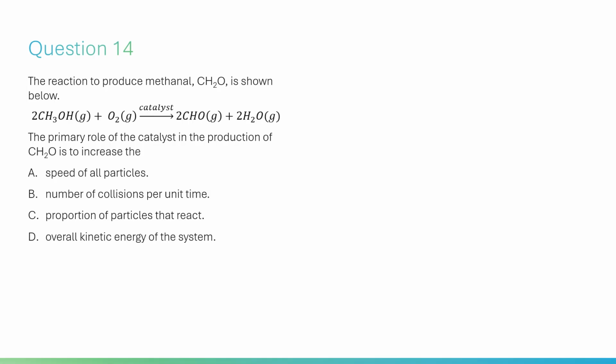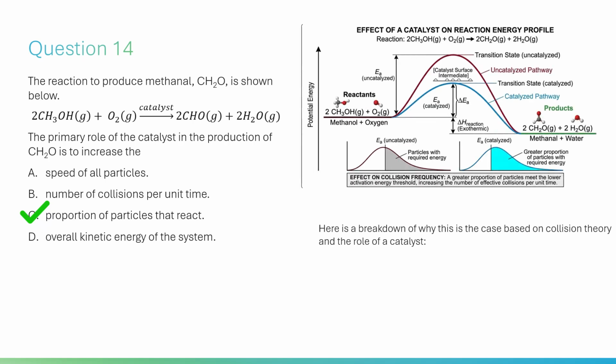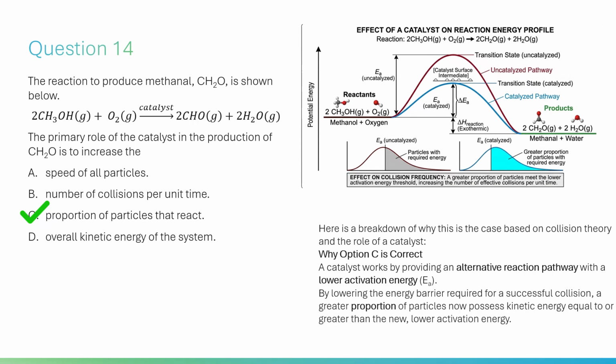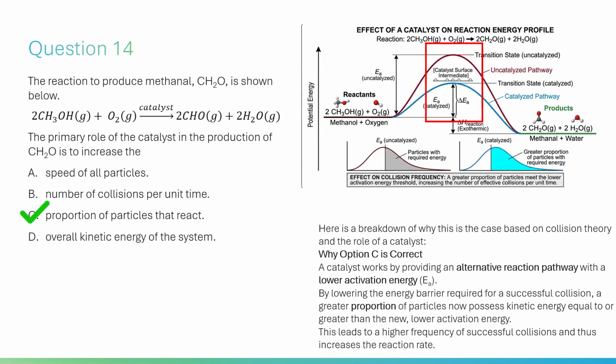Here is a breakdown of why this is the case based on collision theory and the role of a catalyst. Why option C is correct. A catalyst works by providing an alternative reaction pathway with a lower activation energy, EA. By lowering the energy barrier required for a successful collision, a greater proportion of particles now possess kinetic energy equal to or greater than the new, lower activation energy. This leads to a higher frequency of successful collisions and thus increases the reaction rate.